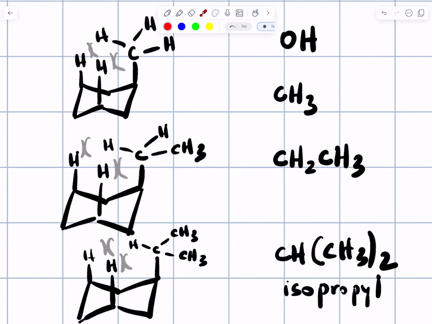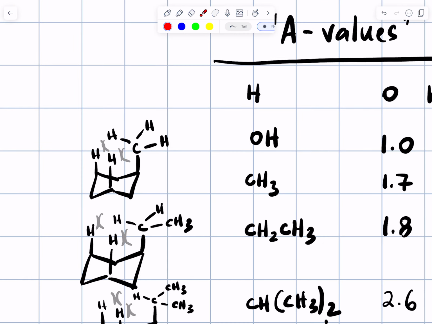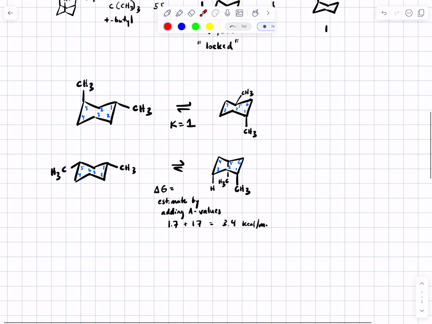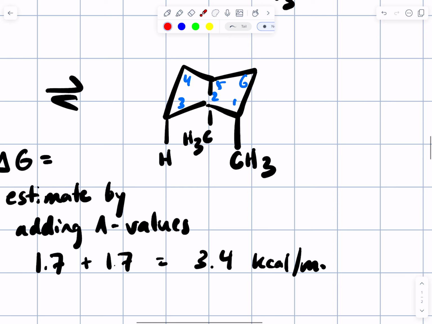What I was pointing out, though, was that these A values come from monosubstituted cyclohexanes, where the thing that it's clashing with are these other axial protons, whereas in the disubstituted case down here, the methyl group is clashing not just with two other protons, but with another methyl group. So probably it's even worse than we're predicting.